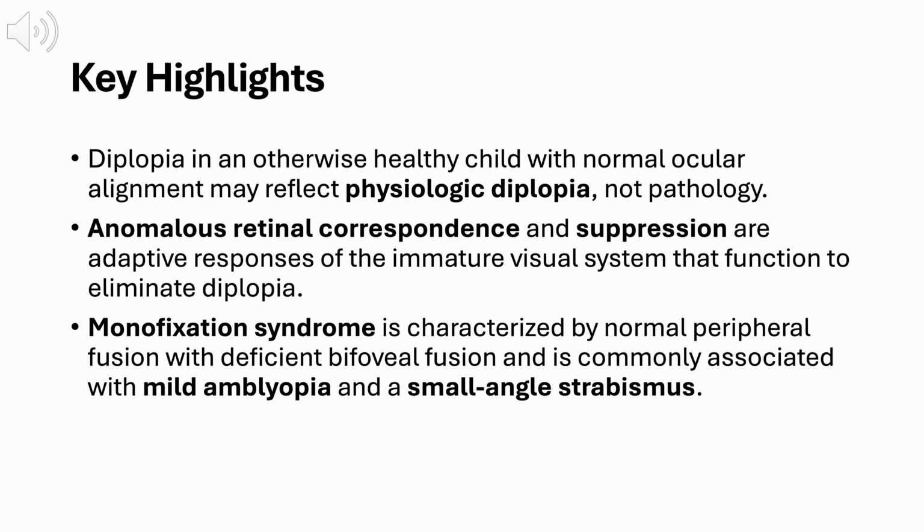This slide highlights a few core ideas that frame the entire chapter. First, diplopia in a child with otherwise normal alignment isn't always abnormal. In some cases, it reflects physiological diplopia, which is a normal feature of binocular vision rather than a sign of disease. Second, when strabismus occurs early, the developing visual system adapts. Anomalous retinal correspondence and suppression are protective mechanisms that reduce or eliminate diplopia, even though they sacrifice normal binocular function.